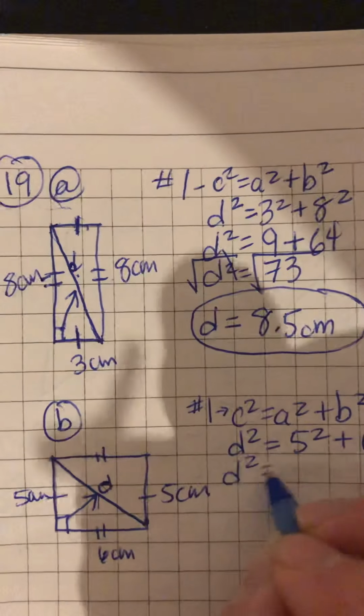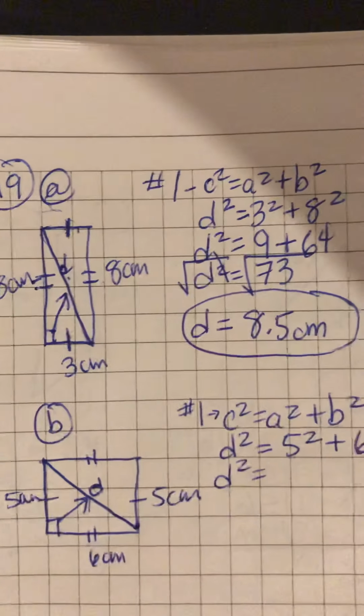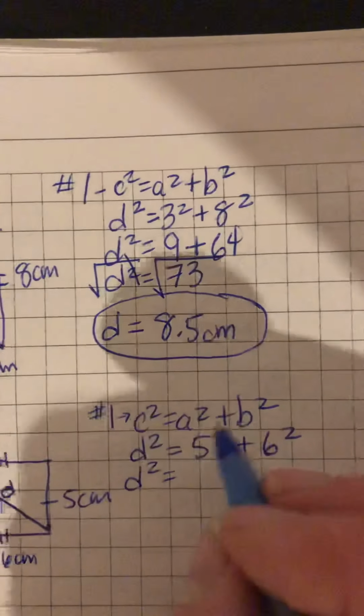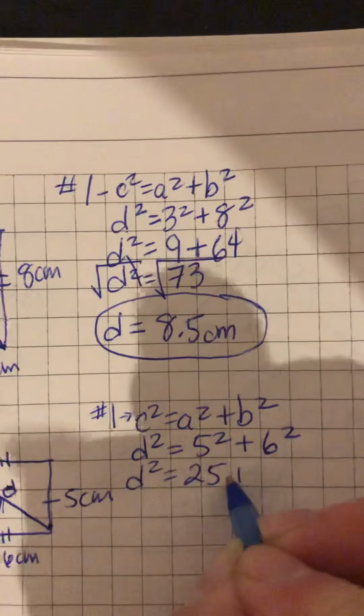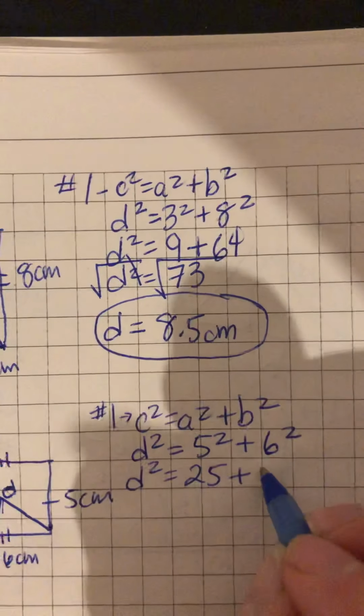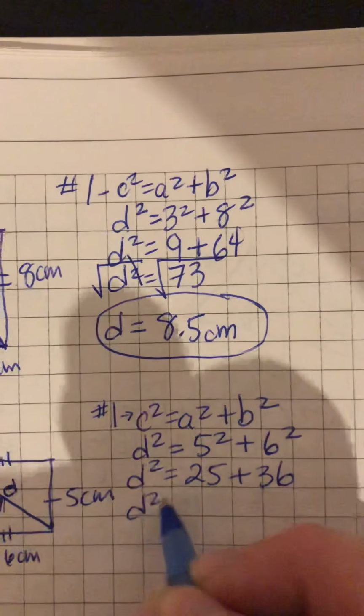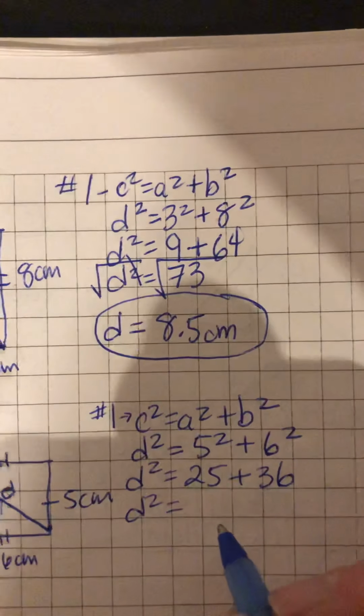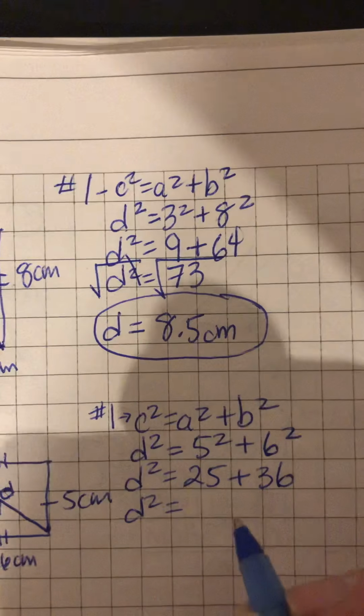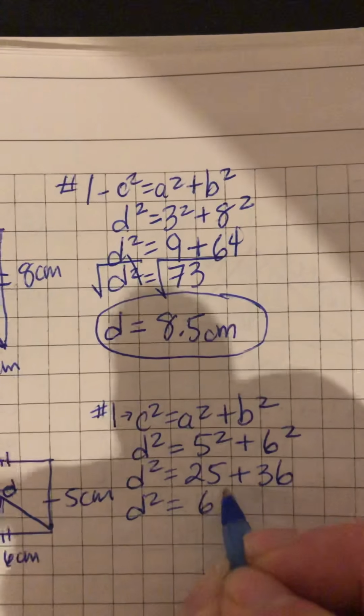So D squared is equal to 5 squared. 5 times 5 is 25. 6 squared, 6 times 6 is 36. So then we add those two, 25 plus 36, we get 61.